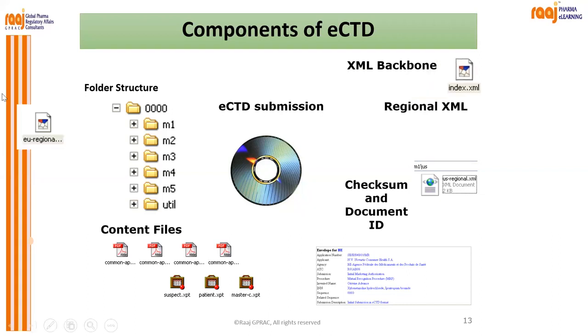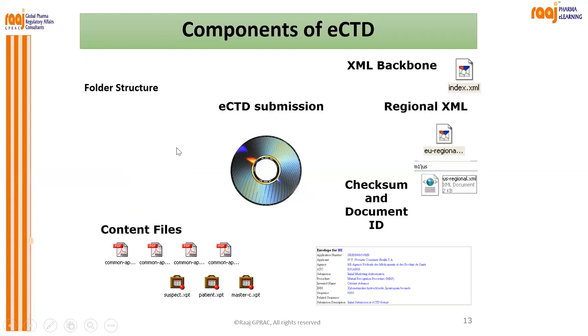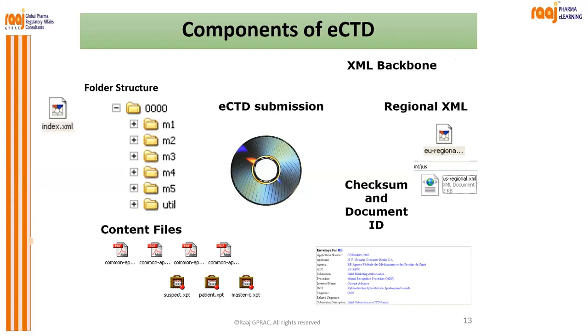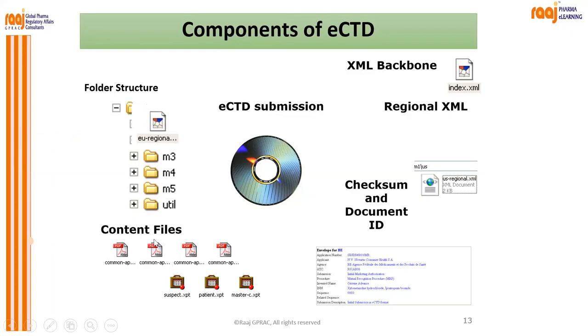You can see these are the folder structure. When you are going to submit the original application, it is sequence 0. And then module 1, module 2, 3, 4, 5 are organized. And under these modules, there will be subfolders, like I have shown in the hierarchy earlier. And under a subfolder there is a content file. All these content files, if you see, are PDF files. So this is the hierarchy maintained: sequence 0, under which module 1, 2, 3, 4, 5.